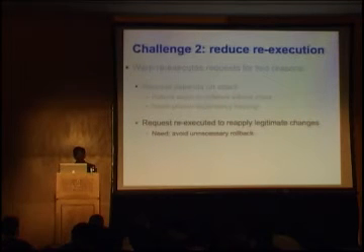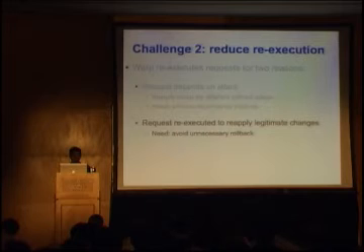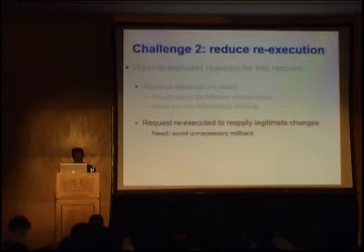Recall that our high-level challenge was to reduce re-execution, and I showed you how we can use precise dependency tracking to figure out what are the requests that depended upon the attack to reduce the re-execution. The second thing we need to do is to avoid unnecessary rollback so that we don't unnecessarily re-execute requests to reapply legitimate changes.